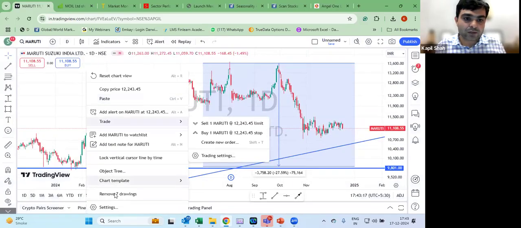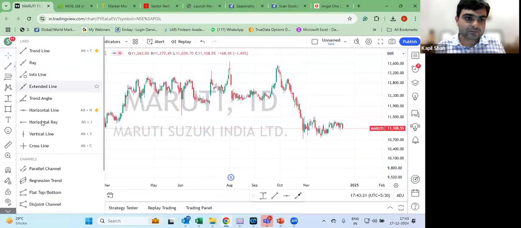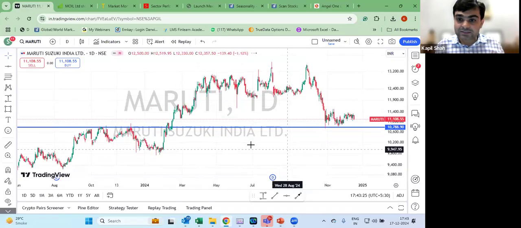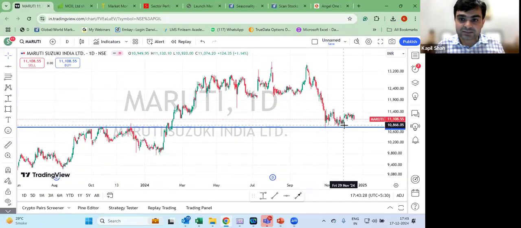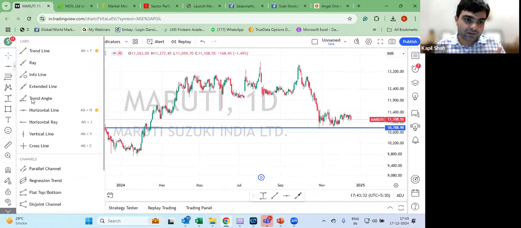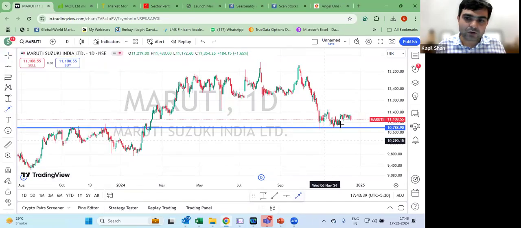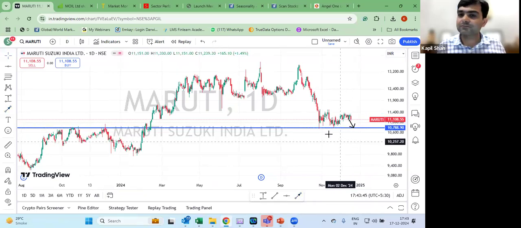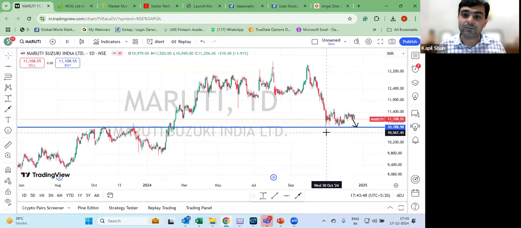Maruti may have a good support level around this particular point, because this is the range that I'm able to see. This is my support level. This is my role reversal level as well. So can you tell me, if price falls down over here, can we look at the buy opportunity? If price falls down to this particular point, can we look forward to the buy opportunity? Yes or no? Is it ideal to look at buy?